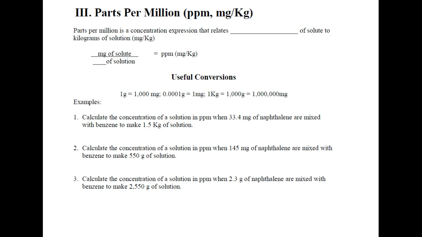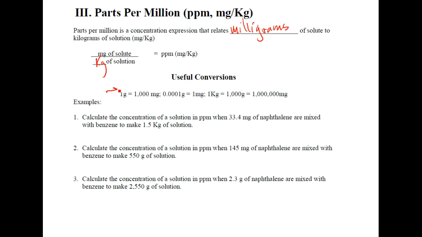Okay, our third and final way of expressing concentration in a solution is parts per million. It's by far the easiest of all of them. Parts per million is a concentration expression that relates milligrams of solute to kilograms of solution. So very literally, all I have to do is find how many milligrams of solute there are. Then I find out how many kilograms of solution there are, and I divide that number. It is extremely simple.